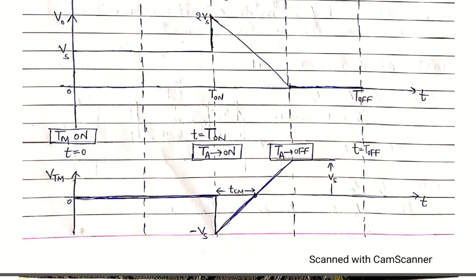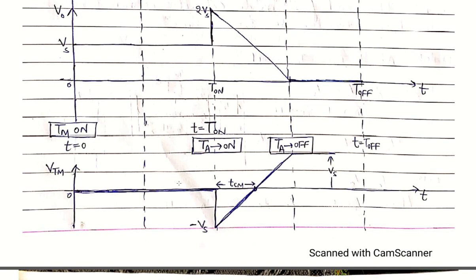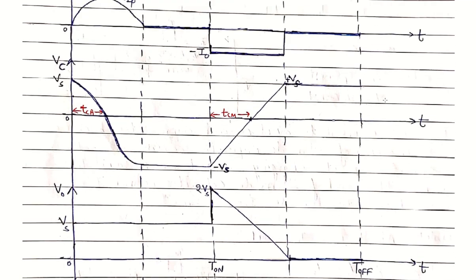This amount of voltage will be applied across the main thyristor for the time duration of TCM, that is the circuit turn-off time for the main thyristor. So TCM we have to calculate. It is minus Vs to 0, or in the capacitor waveform, minus Vs to 0 linearly. So the time required for minus Vs to 0 linearly, this is the TCM. We have to calculate TCM, and this is the TCA amount.